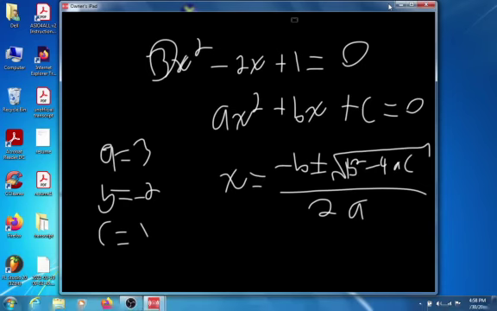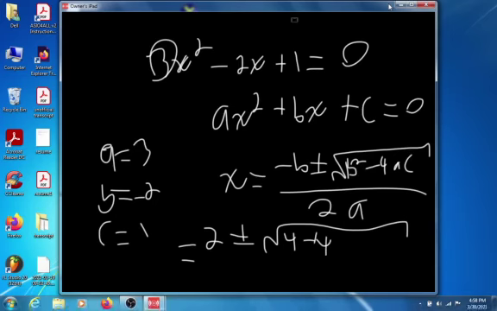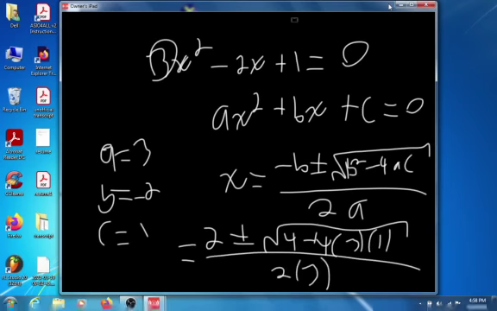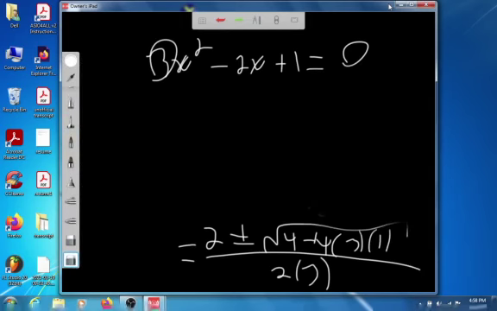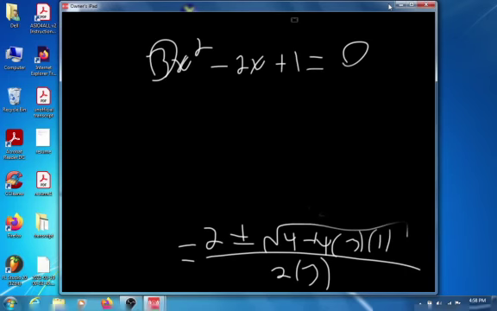So let's do that. x is equal to negative b. In this case, b is already negative 2, so a negative is just a positive. So the first thing is going to be 2, plus or minus b squared. That's negative 2 squared, which is 4, minus 4 times 3 times 1, all over 2 times 3. So let's erase to make room. From here, we can simplify. So we have 2 plus or minus the square root of 4, minus 4 times 3 times 1, that's negative 12.